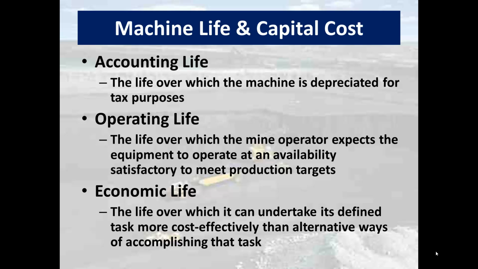The operating life is usually similar to the economic life because if manufacturers are finding that their machines are being superseded before those machines are worn out, then over time they change the design to bring the operating life into line. The economic life is the life over which it can undertake its defined task more cost effectively than alternative ways of accomplishing that task. In a world of unpredictable change, equipment that is less flexible or less adaptable is more susceptible to shortened economic life than is more flexible equipment.